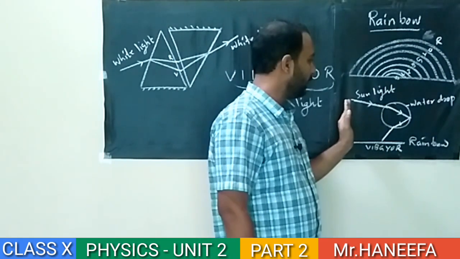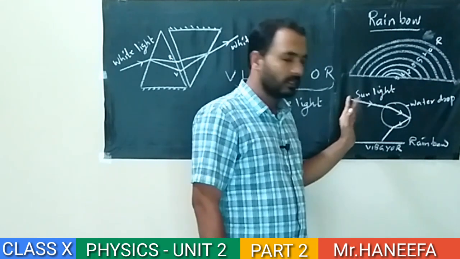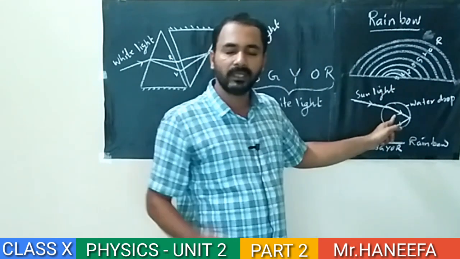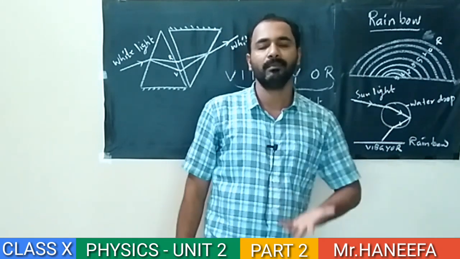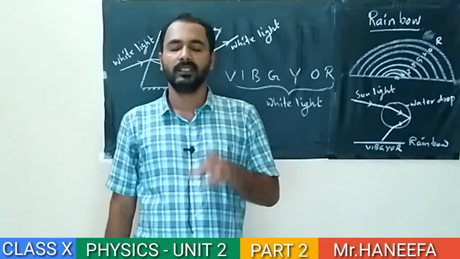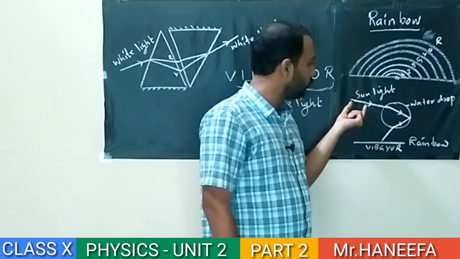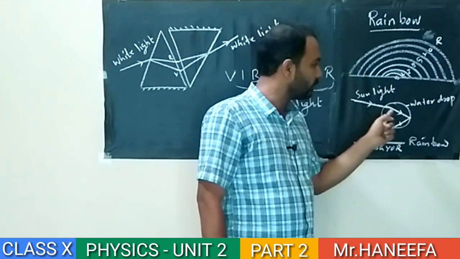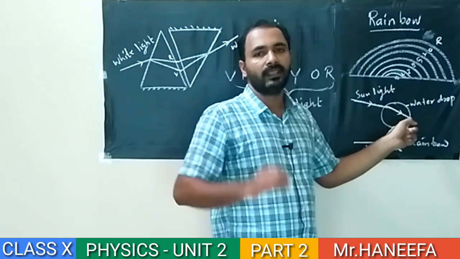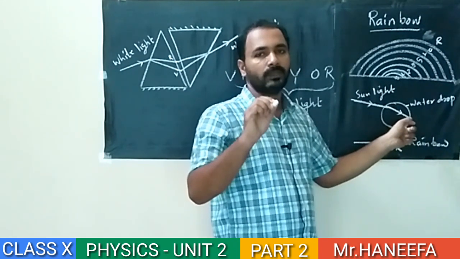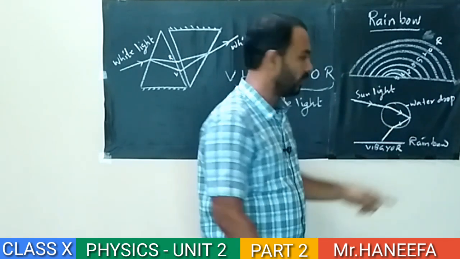So here the medium is air. Air is the rarer medium. Here the medium is water, so it goes from rarer medium to denser medium. So there is a bending towards the normal. This phenomenon is called refraction of light. When sunlight falls on a water drop, it undergoes refraction. Then inside the water drop, light undergoes internal reflection.